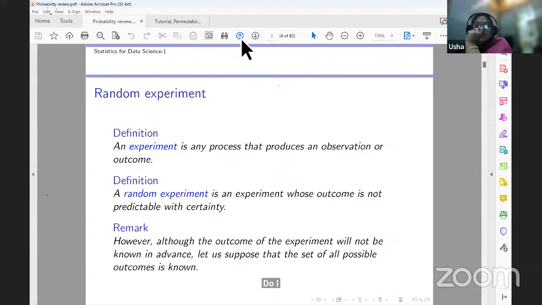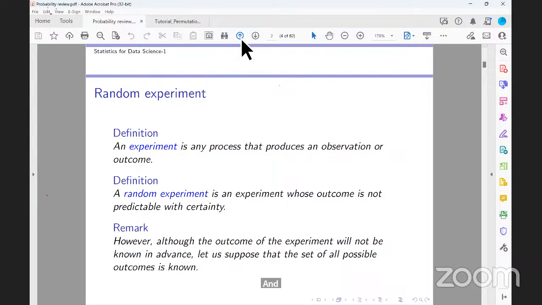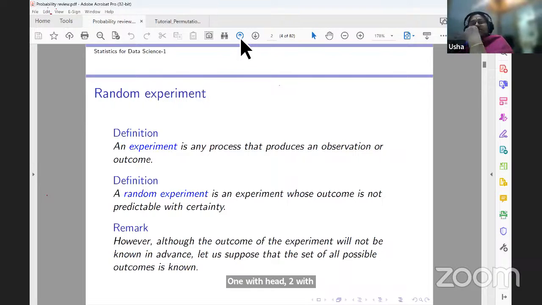What are the possible outcomes? 1 with head, 2 with head, 3 with head, till 6 with head. Okay, so now you all know how to count it. So there are 12 possible outcomes, and these outcomes form the sample space.